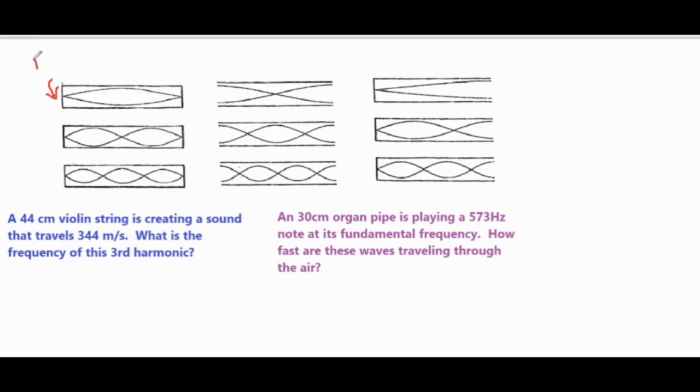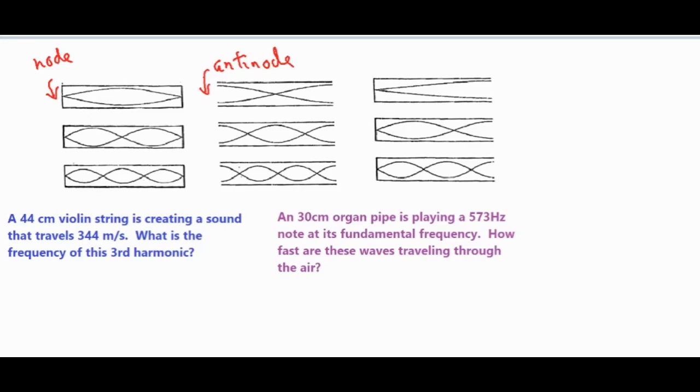If it looks something like this, that's called a node. That's an area where all the energy is canceled out. And if it looks like this, then it's called an antinode. That shows the maximum amount of displacement or energy of that particular wave.